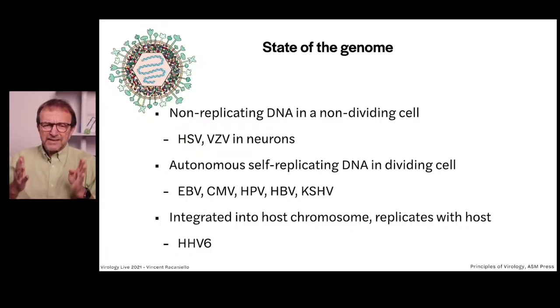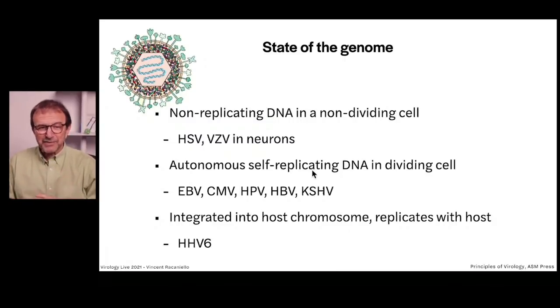The genome can be in different states depending on the particular herpes virus. It could be a non-replicating DNA in a non-dividing cell like the herpes simplex virus and varicella zoster virus, genome in neurons. It can be an autonomous self-replicating DNA in a dividing cell. Autonomous means it's reproducing separate from the chromosome. And all these herpes viruses, Epstein-Barr, cytomegalovirus, and we got a couple of other viruses, human papilloma virus, Hepatitis B virus thrown in there, Kaposi's sarcoma herpes virus, they all do that.